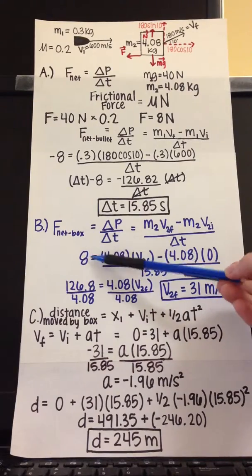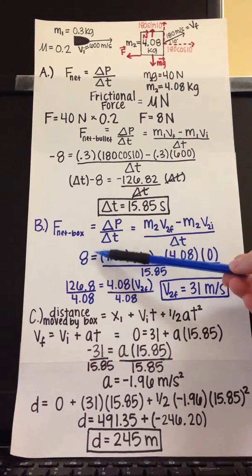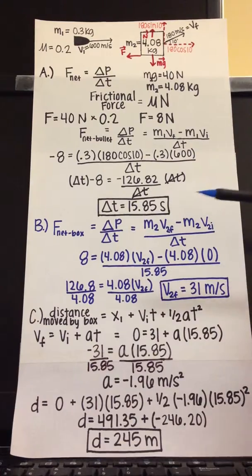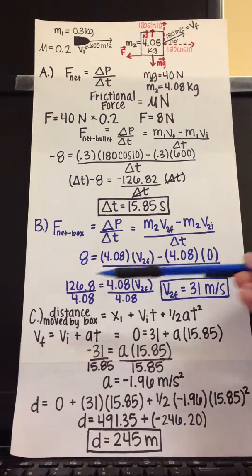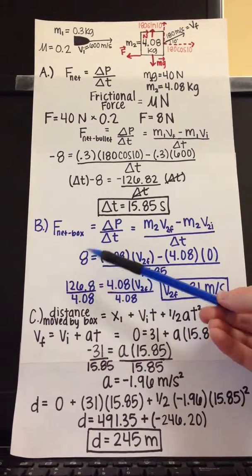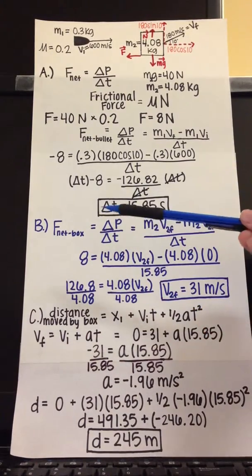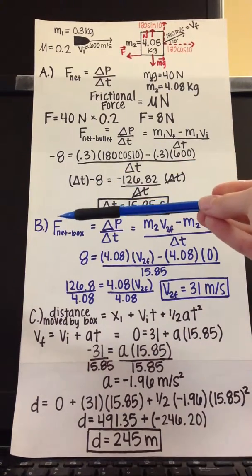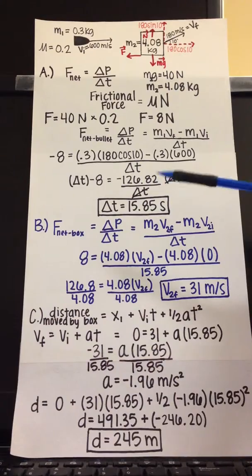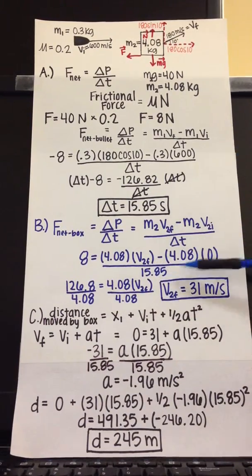I set it equal to 8, for 8 being the force, because the only force acting on the box is the frictional force going in the negative direction. But in order for the box to move, it needs at least 8 newtons to act on it. So you have to set it equal to 8, because the force the bullet must exert on the box to move is equal and opposite to the frictional force. So I plugged in all my values, and I solved for the final velocity, and I got 31 meters per second.